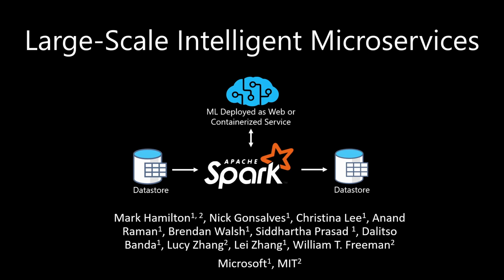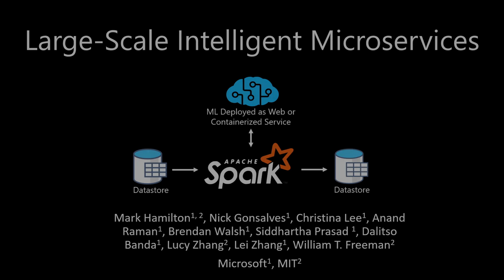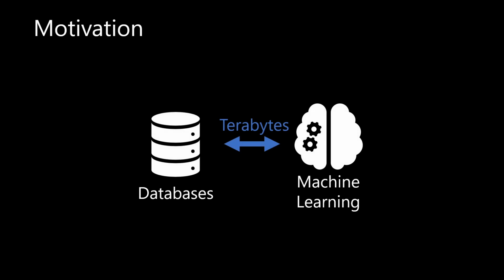Today I want to share with you this project we call Large-Scale Intelligent Microservices, or ways to take any database and enrich them with cloud or containerized intelligence via Apache Spark. At its heart, the core of our project is to take large-scale databases with terabytes of data and make it easy to apply cloud or containerized machine learning to this data.